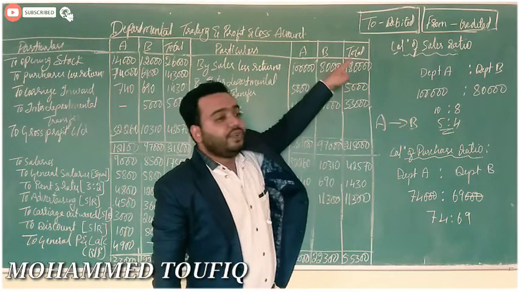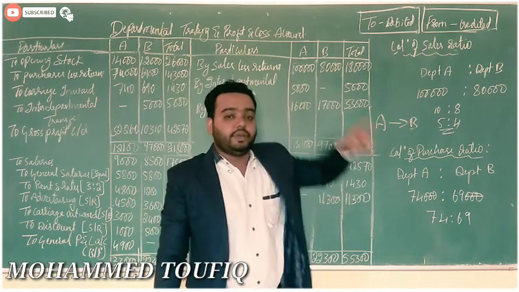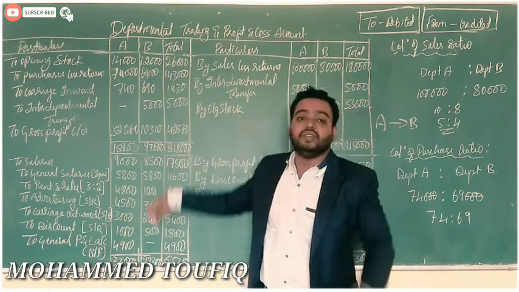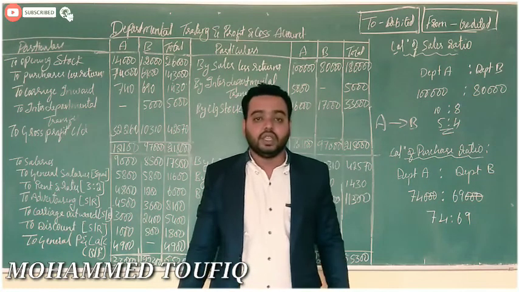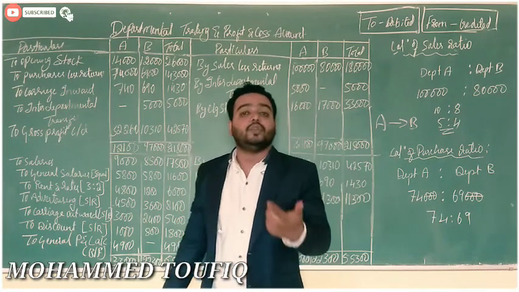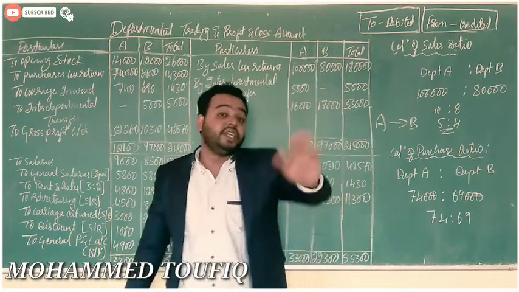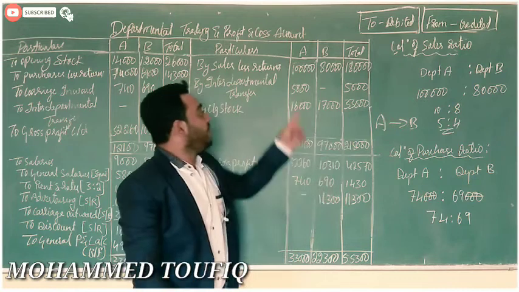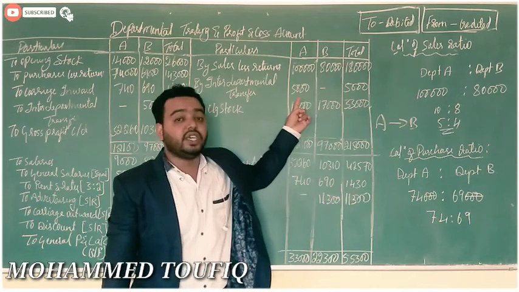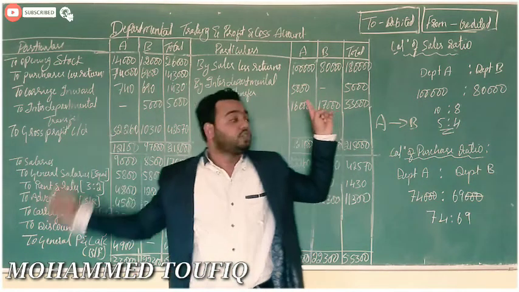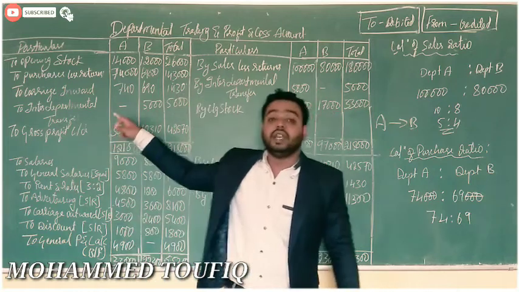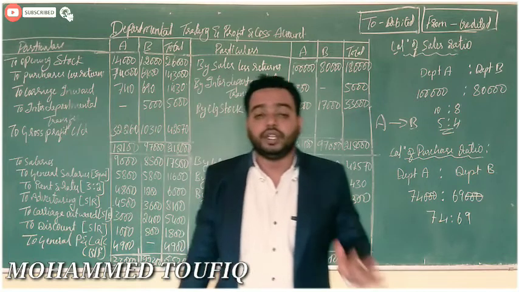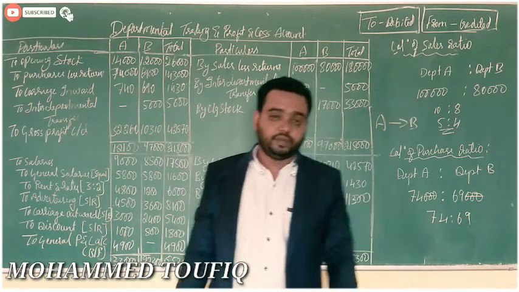If it is received, then it should be debited. If it is given, then it should be credited. So A is giving here and B is receiving. So giving is credited and receiving is debited. On the basis of this, you can do the interdepartmental adjustment.